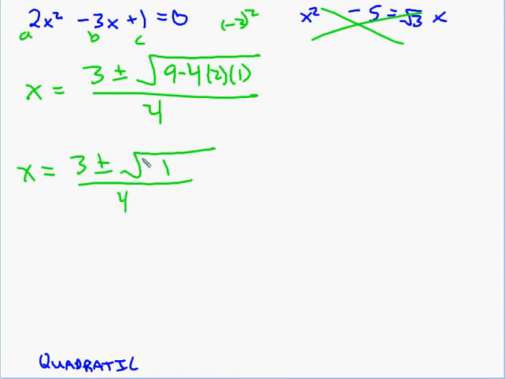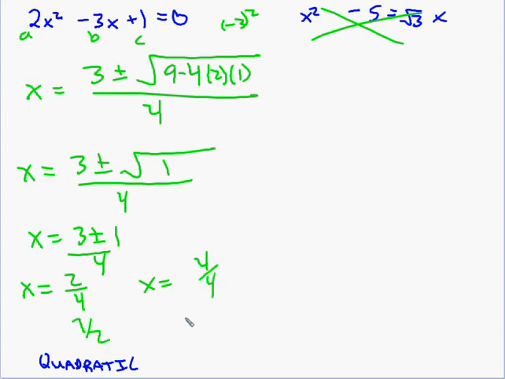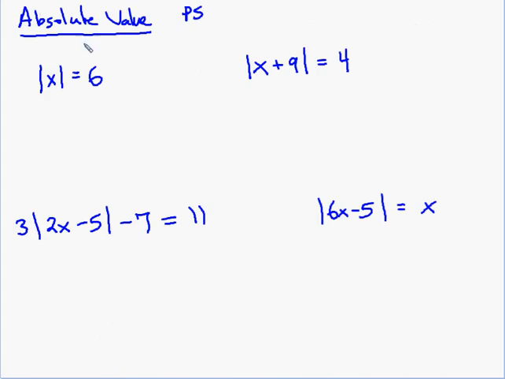So if we can simplify this, we do. We don't just leave it like that. If I can simplify that, I do it. So 3 plus or minus 1 over 4. So I could have x equals, subtract the 1, or add the 1, and then reduce these. So a half and 1. Alright, that's with quadratic. Alright, absolute value, really quick.